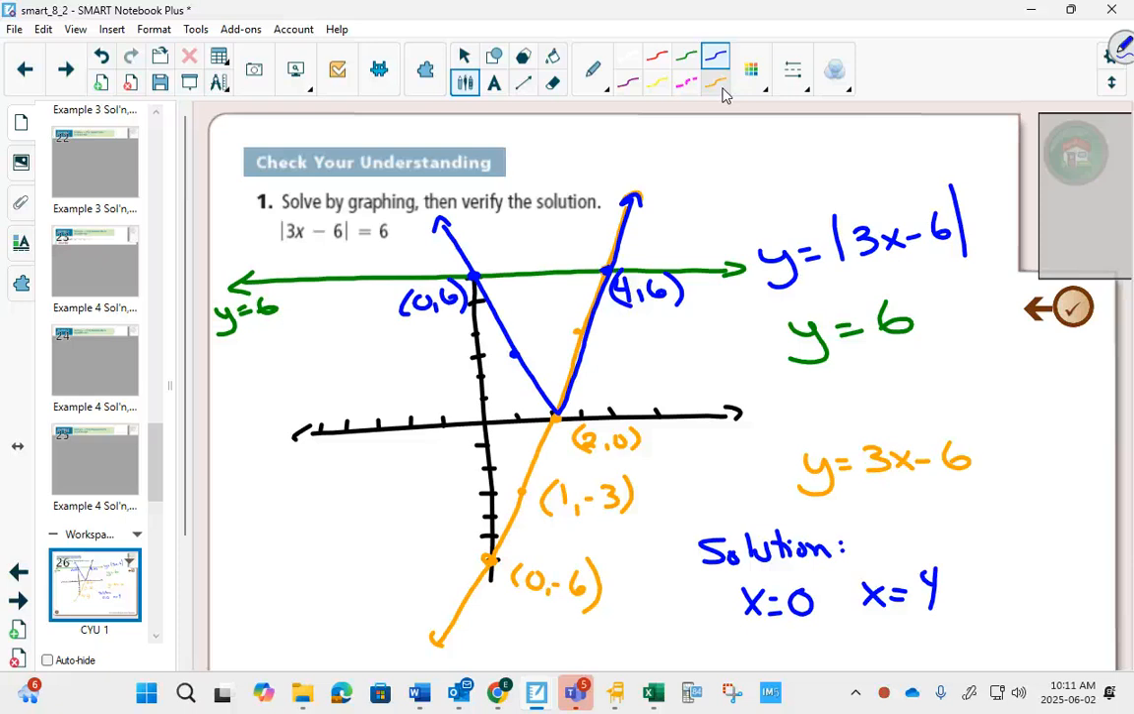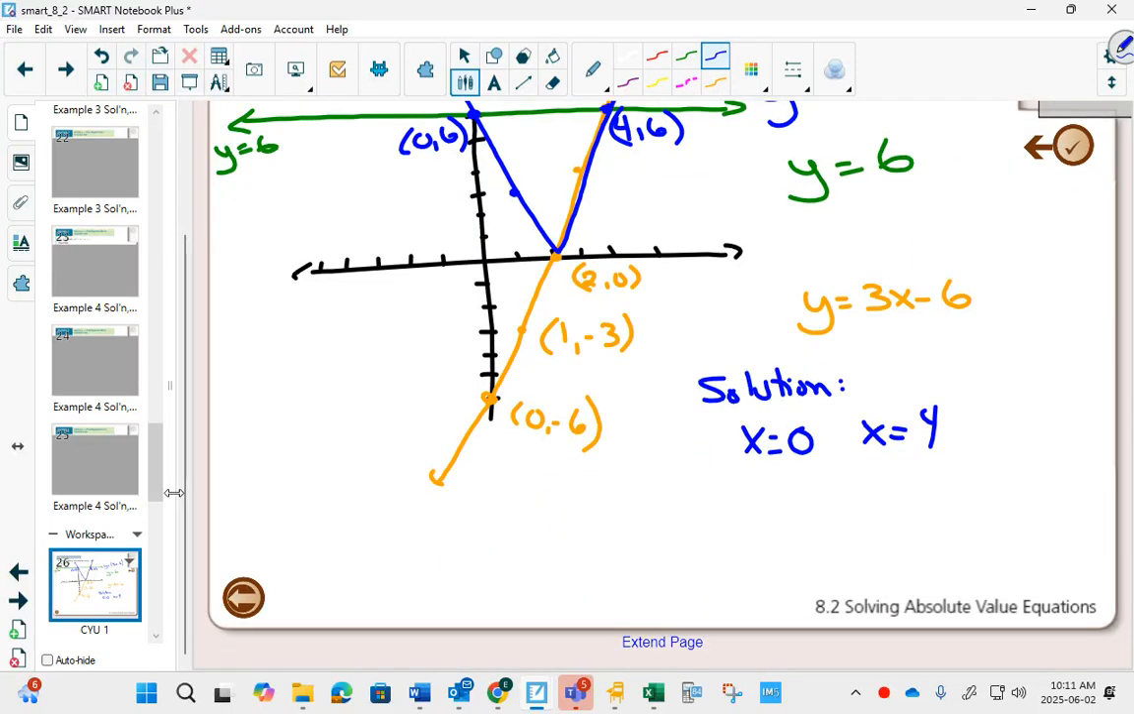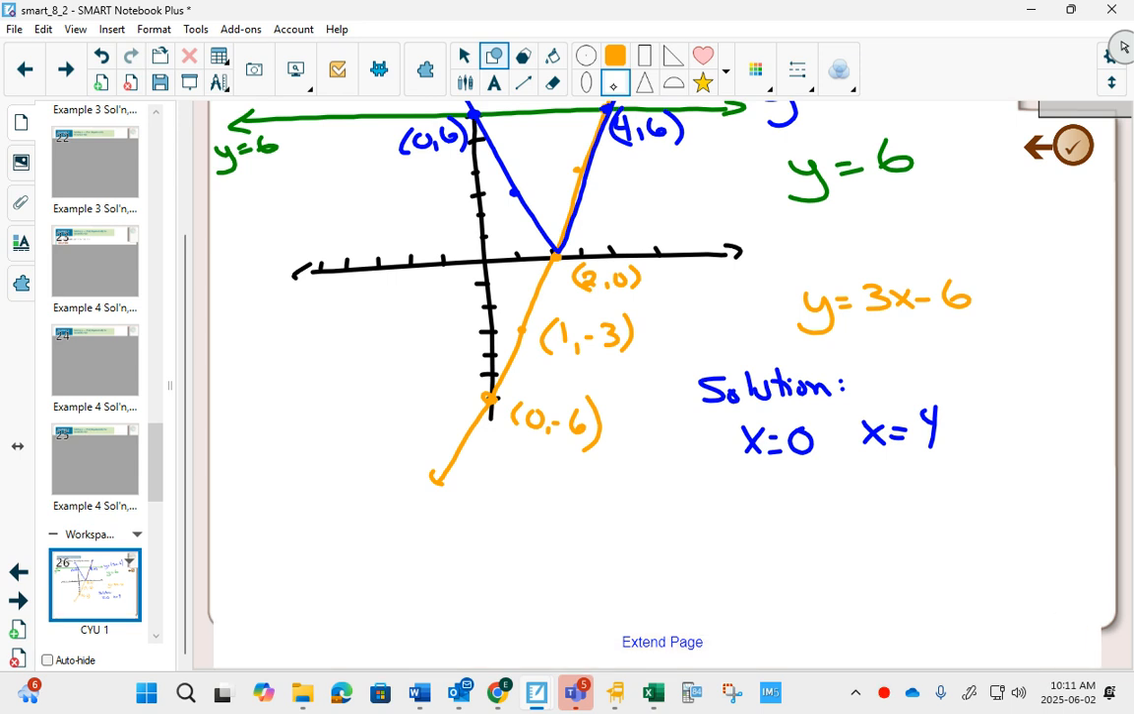Most students will eventually like this algebraic way to solve this better. The algebraic way to solve this looks like this. So I'll show it to you right away. Because some of you, if you get a solve by graphing, you might like the algebraic way as a way to check. So if I have this equation, the absolute value of 3x minus 6 is equal to 6.